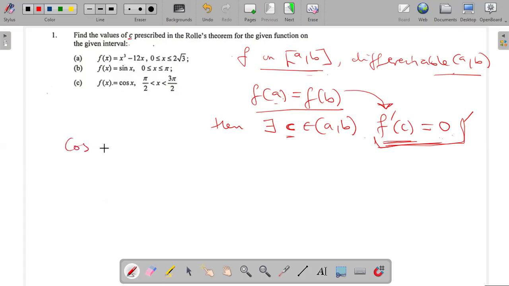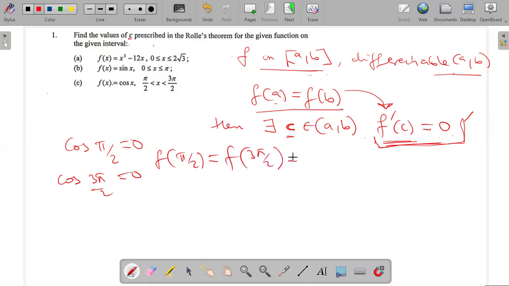So cos pi over 2, if I replace this here, I know I get 0. This is just cos 90, which is 0. I do again cos 3 pi over 2, which gives me 0 also. So this just says that f evaluated at pi is equal to f evaluated at 3 pi over 2, and this gives me 0.